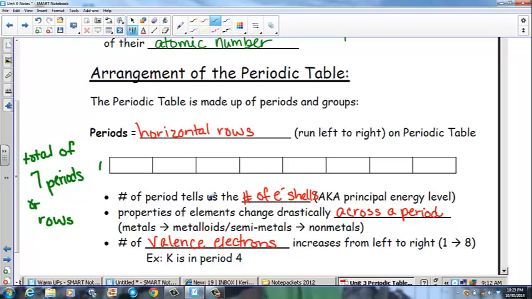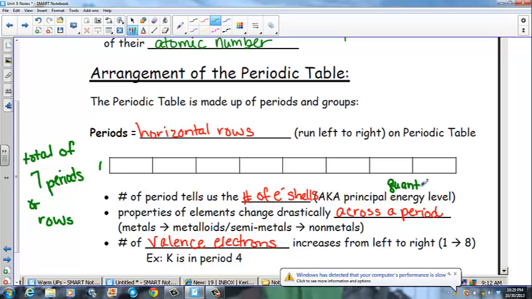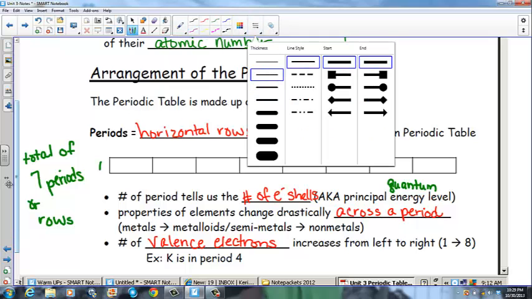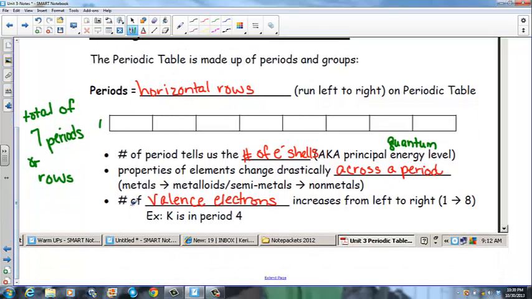The number of the period tells us the number of electron shells, or principal energy levels, or principal quantum levels, as we discovered in the last unit. The Regents likes to use that word quite often. Quantum, same thing as energy. The number of valence electrons increases from left to right. So going from 1 to 8, K is in period 4.